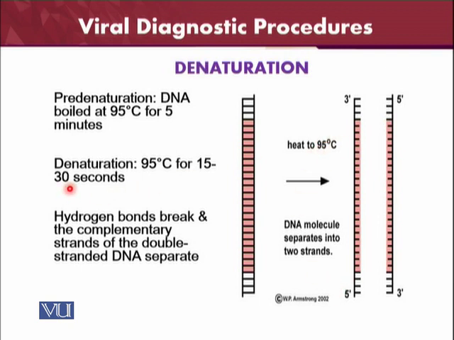Then the denaturation at 95 to completely denature for about 15 to 30 seconds in the PCR. Hydrogen bonds break and the complementary strands of the double stranded DNA will be separated from each other.